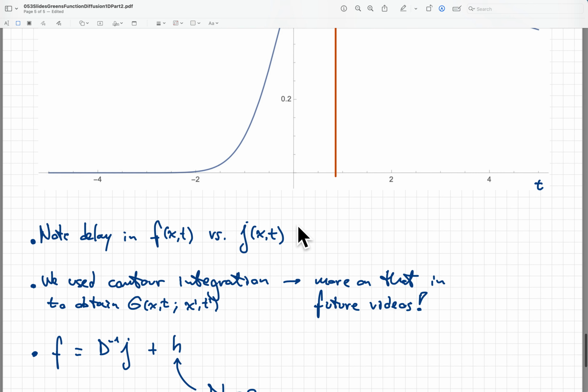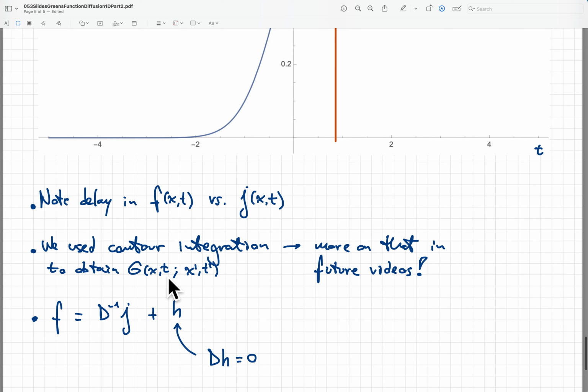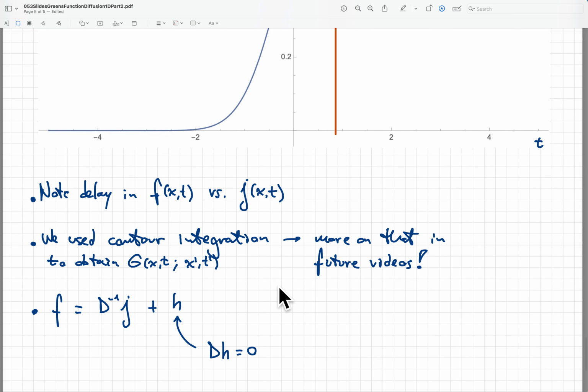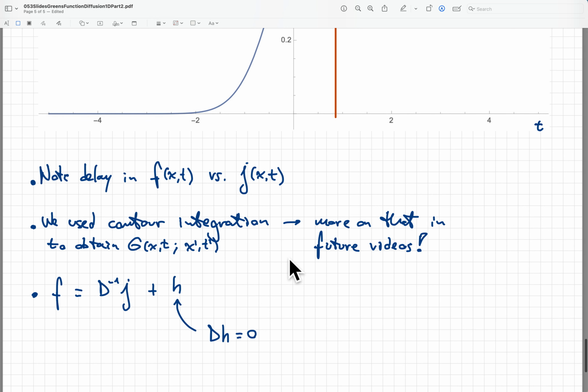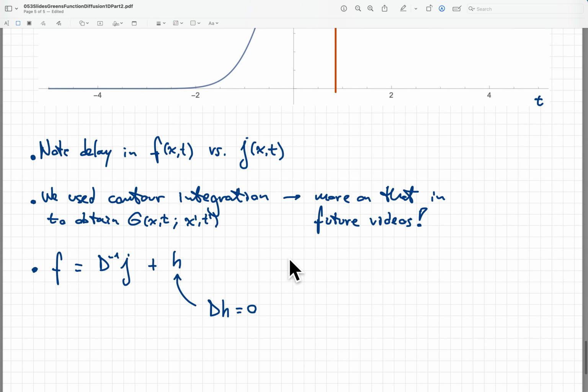I want to mention that we used contour integration in obtaining g of x t x prime t prime, the Green's function, and we'll talk more about that in future videos. In the previous video, I sort of pulled out of my hat the effect of doing that contour integration, and this is not something we've discussed in detail in this channel, so we'll come back to that when we dive a little deeper into complex analysis, and then you'll see exactly how to do those integrals and what theorems are behind doing those integrals, such as the residue theorem that I mentioned in the previous video.